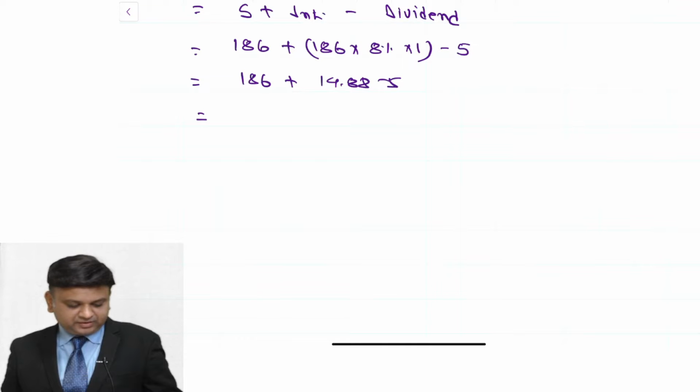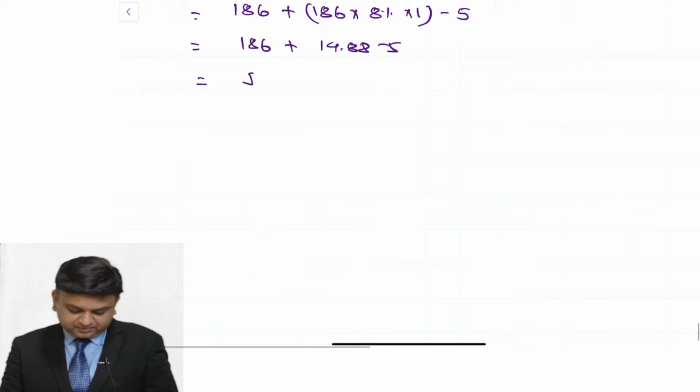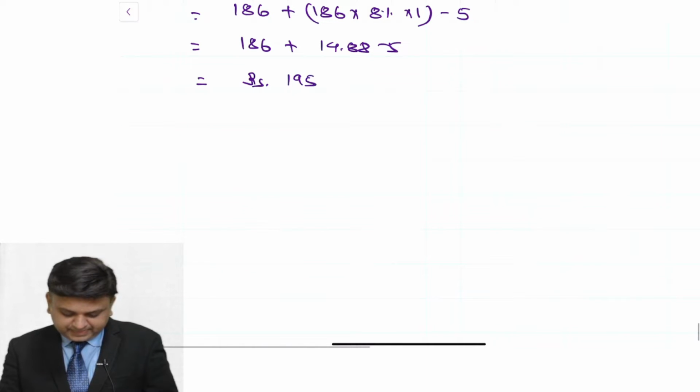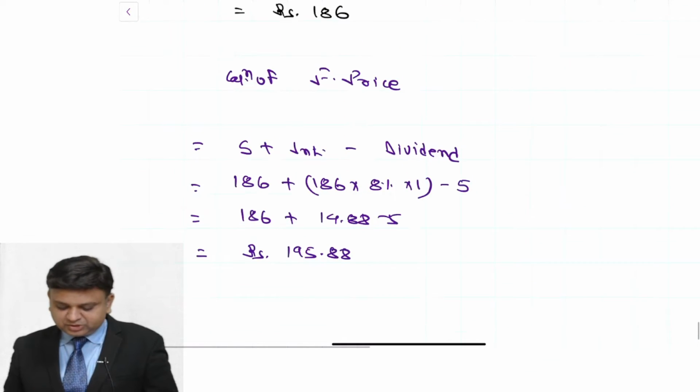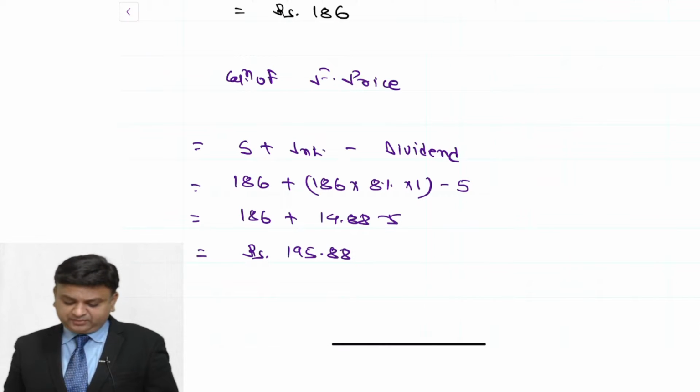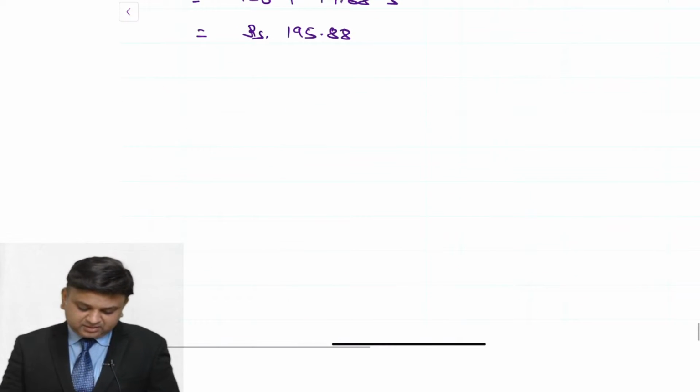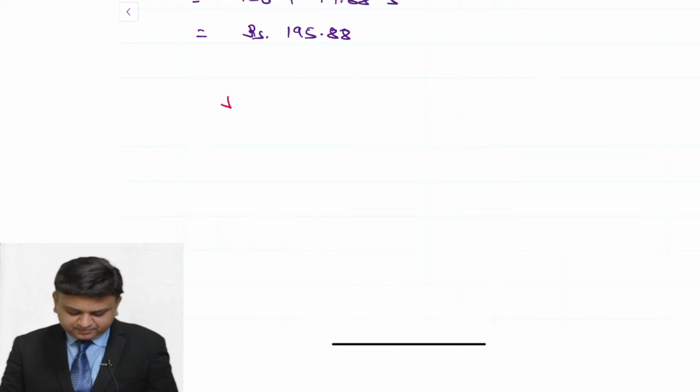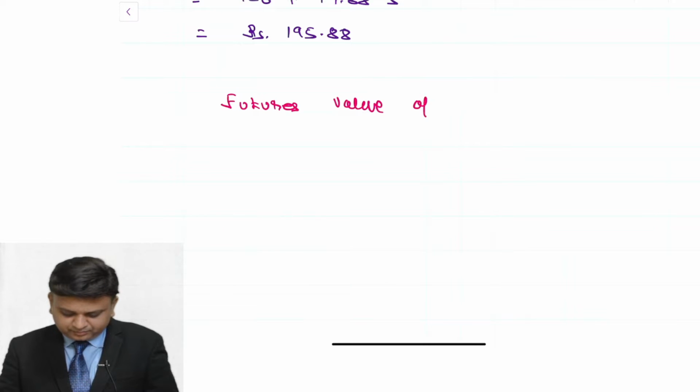Minus 5. So 186 plus 14.88 minus 5. That comes to 195.88. So the revised futures price will be 195.88, and lastly, simple working, futures value of one contract.